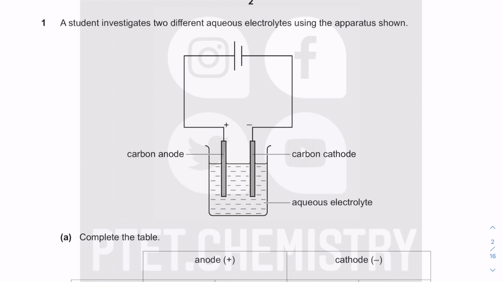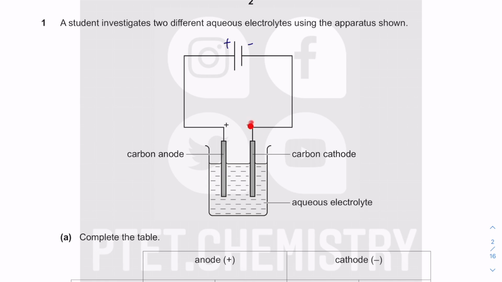In this first question, we have a student investigating two different aqueous electrolytes. So these are the kind of apparatus shown. As you can see, this is the negative terminal, because the cell symbol is represented by the shorter line, which represents minus, and the longer one is plus.